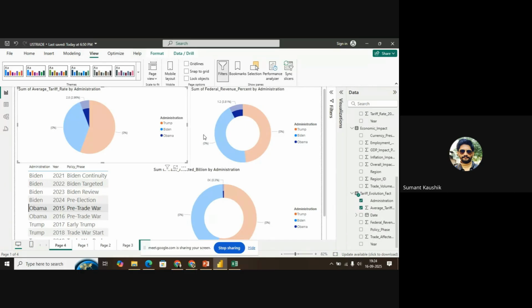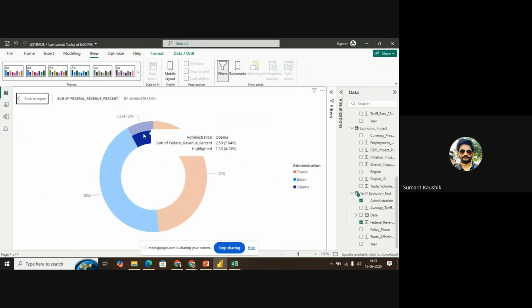Next, the sum of federal revenue. This was the sum of federal revenue. That is about 1.3% out of 4.13%. I repeat, it is 1.3% out of 4.13%. I hope it is clear.